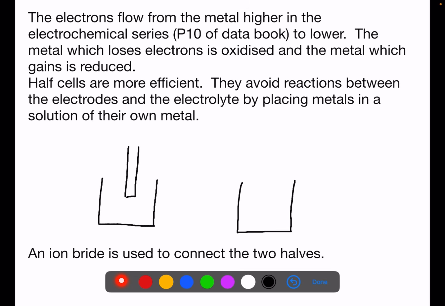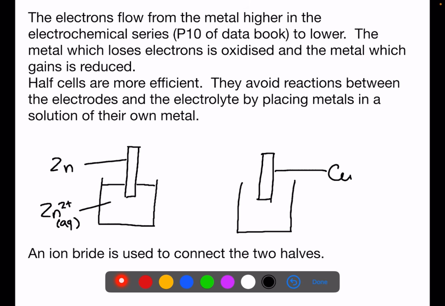So for example here, if we put in some zinc, and we can put this into a solution of zinc 2+ ions, and then on the other side, if we put in some copper into a solution of some copper 2+ ions, the zinc won't react with the zinc ions and the copper won't react with the copper ions.